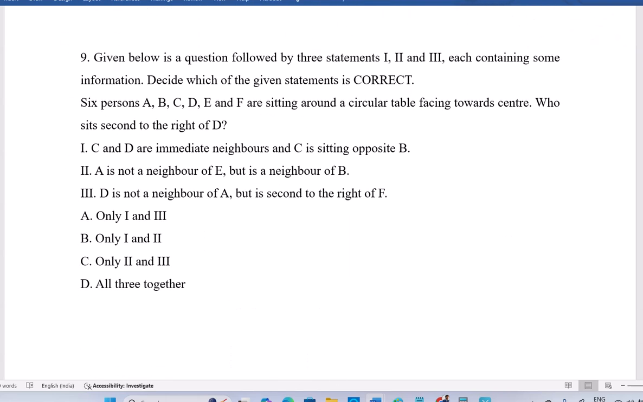Next, again data sufficiency. Who is second to the right of D? There are 6 people at a circular table facing towards the center. Okay. Here they have given that C and D are immediate neighbors and C is sitting opposite to B. See, you can observe clearly, alone is not possible. They have to go together.